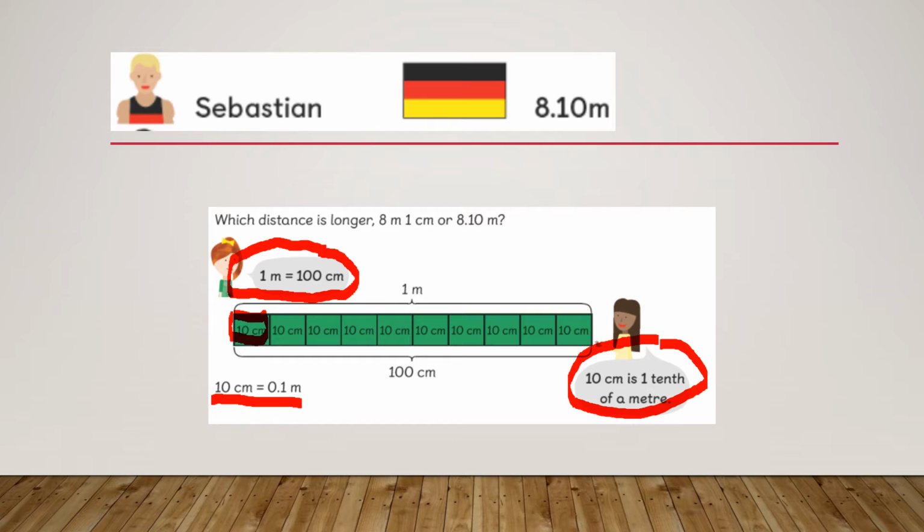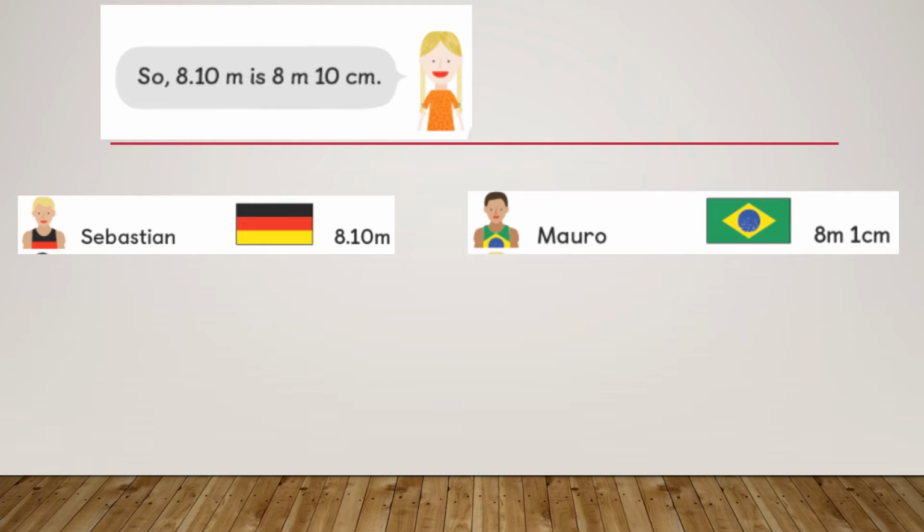So your job then, if Sebastian has jumped 8.10 meters or 8.1 meters, what would that be in centimeters? See if you can do that. Just quickly pause the video. Hopefully you came up with this answer. So 8.1 meters is 8 meters and 10 centimeters. Okay. So if we think about this now that all of our units of measure are the same in meters and centimeters, it's much easier to compare.